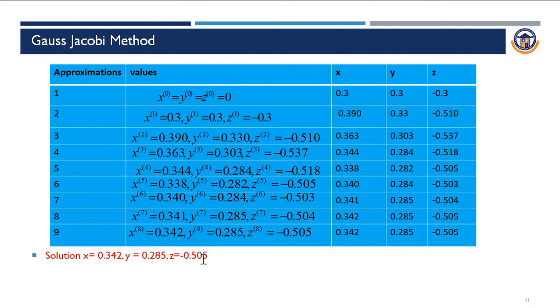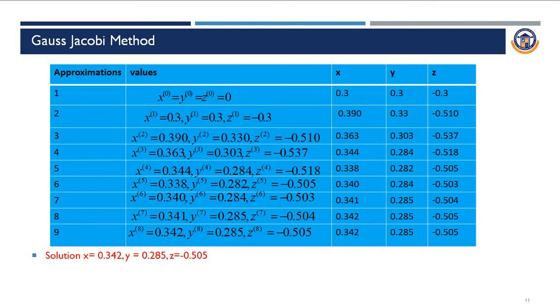Then you can check whether your answer is correct or not. You can resubstitute in the given set of equations. It must be satisfied in all the 3 equations. Then you can make sure that the solution is correct. Now this is the method you can follow in the Gauss-Jacobi method.